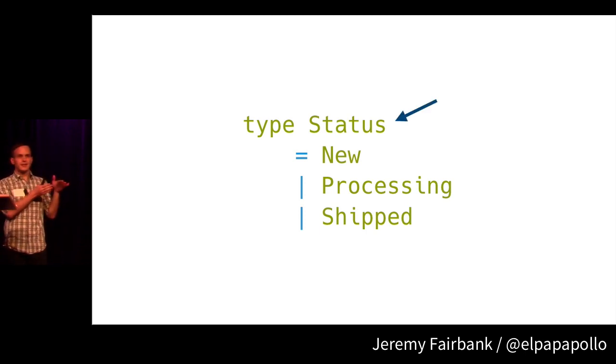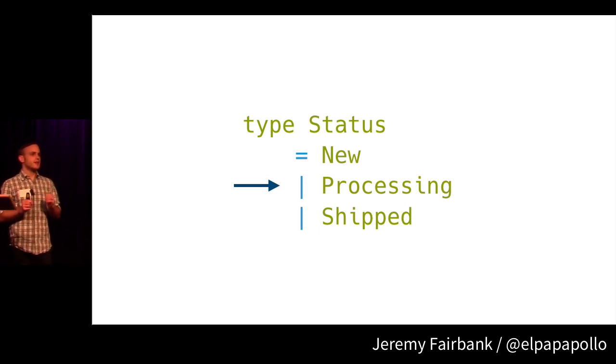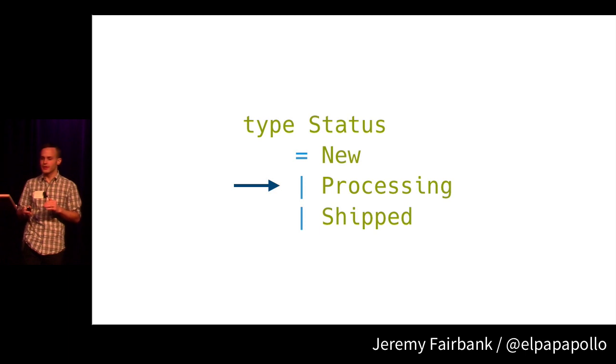So I can create an entirely new type called status, and then I can provide values for it, kind of like enum values, and say it's either new, processing, or shipped. But what this gives me is that from the type system's perspective, I can ensure that status can only be one of those 3 values now. I don't have to worry about a random string of characters or an empty string.